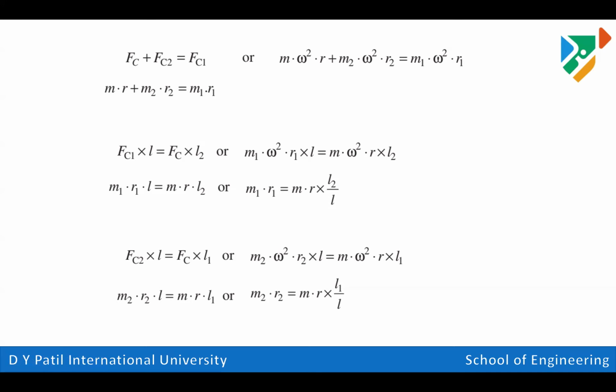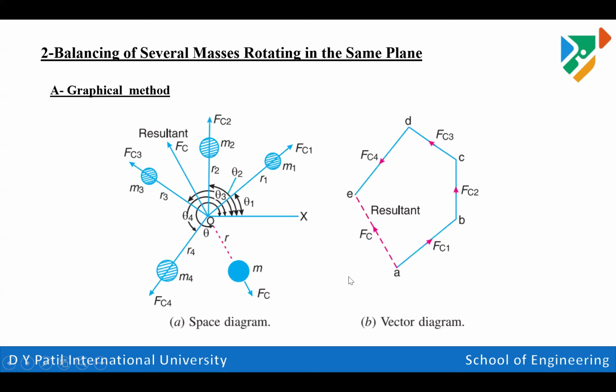There is a second correlation, that will be m2 r2 omega square L is equal to m r omega square into L1. So we have the second correlation for mass M2. M2 R2 is equal to m r L1 by L. Okay, so in this way we can determine this part.